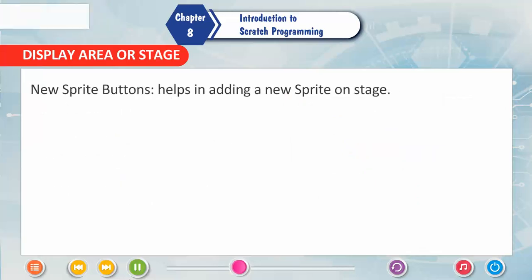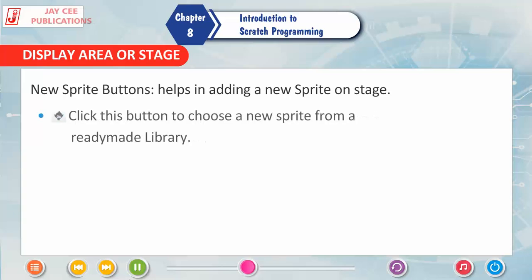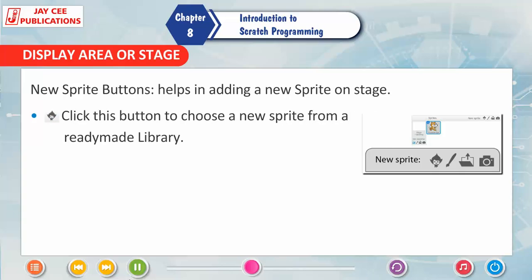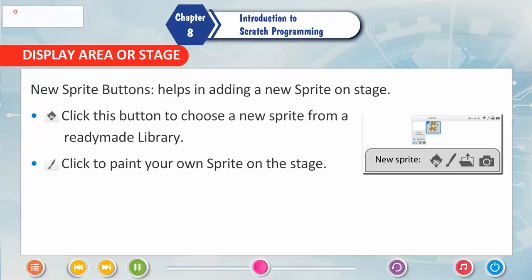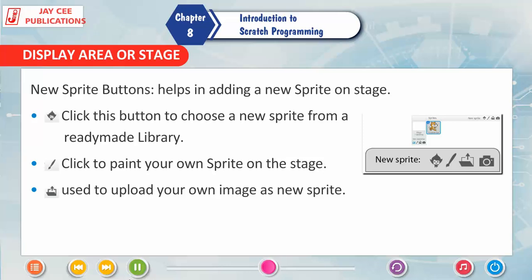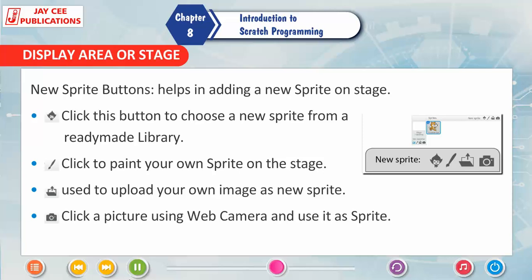New sprite buttons help in adding a new sprite on stage. Click this button to choose a new sprite from a ready-made library. Click to paint your own sprite on the stage. Use to upload your own image as new sprite. Click a picture using web camera and use it as a sprite.